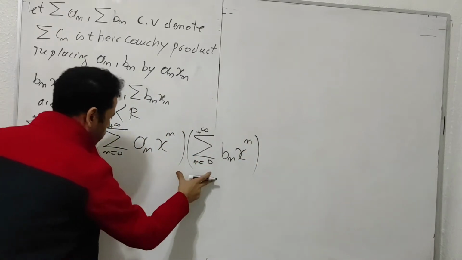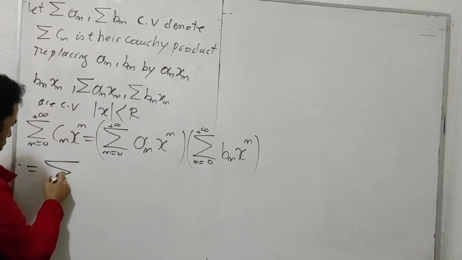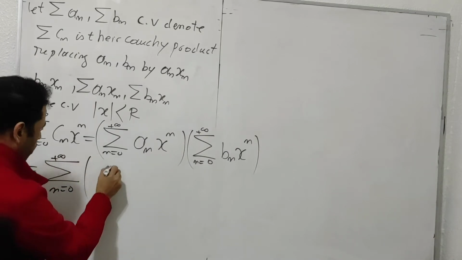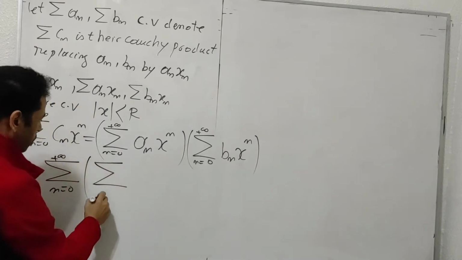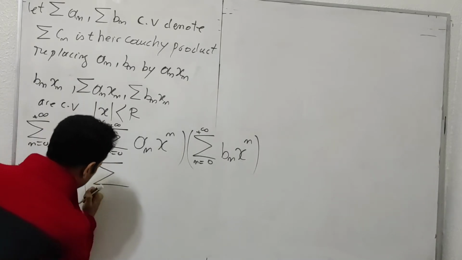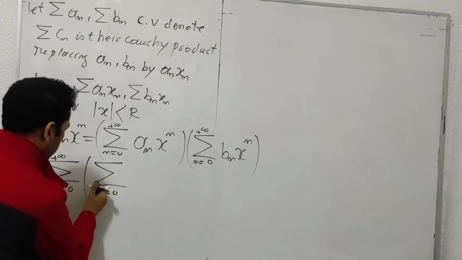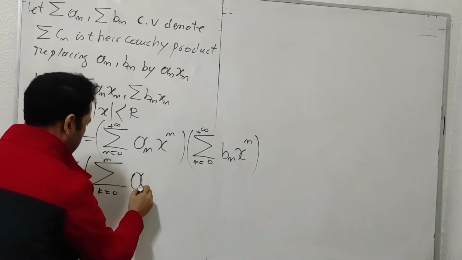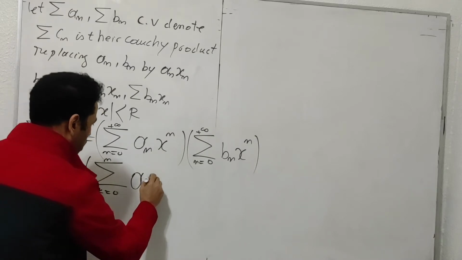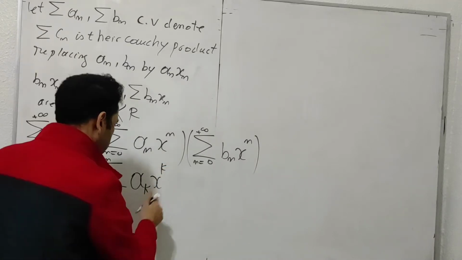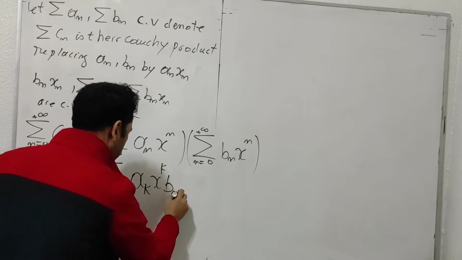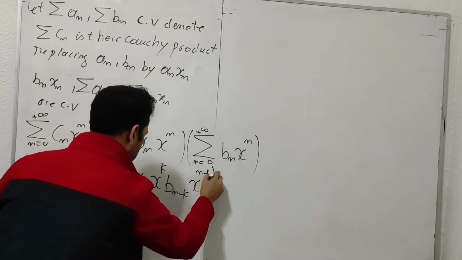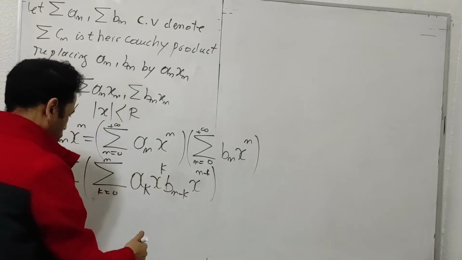Okay, this product is given as the sum, as n goes from 0 to plus infinity, multiplied by another sum, as k goes from 0 to n, of A sub k times x to the k, multiplied by B sub n minus k times x to the n minus k. Okay, I'm going to simplify this one more.